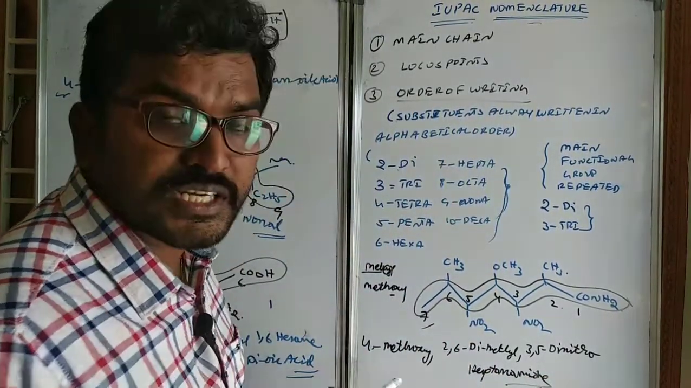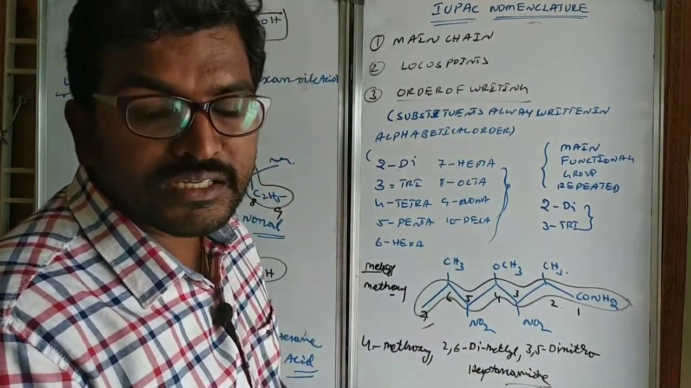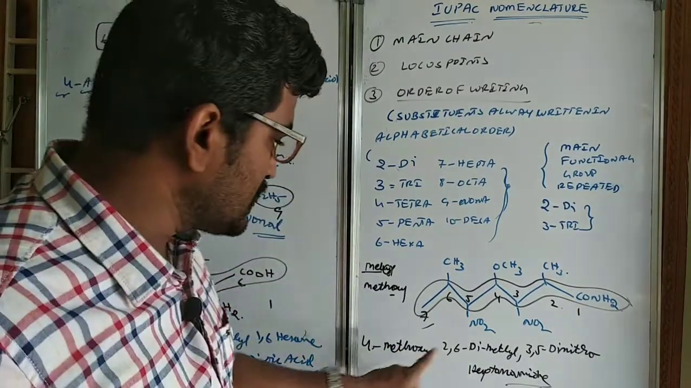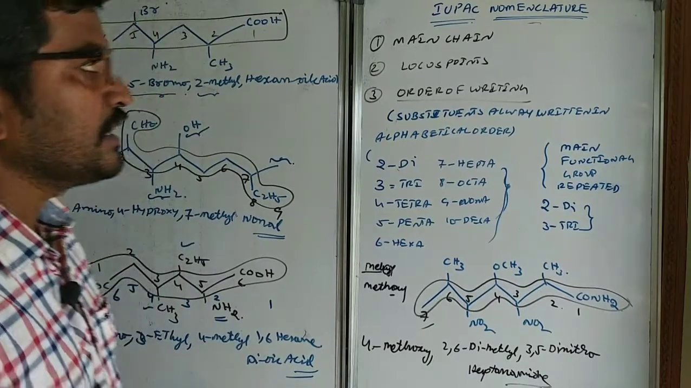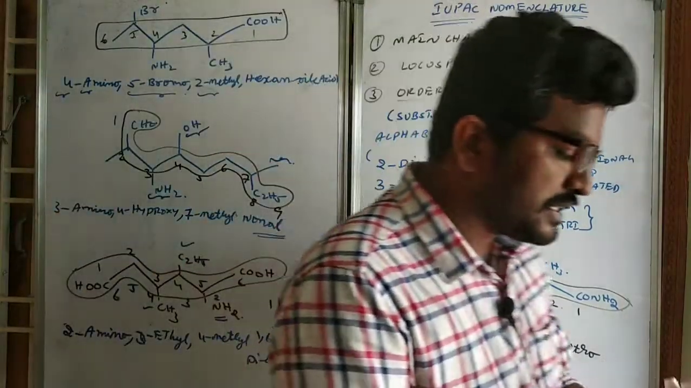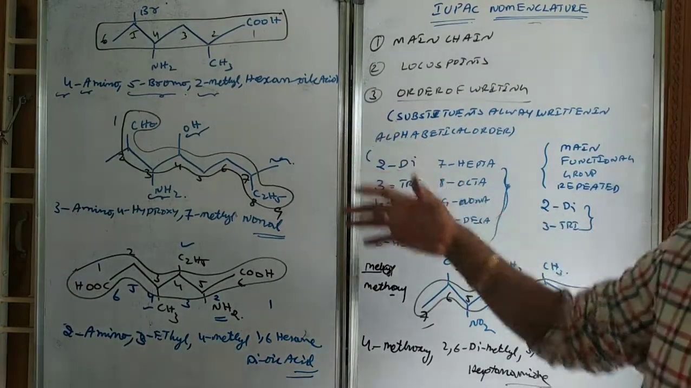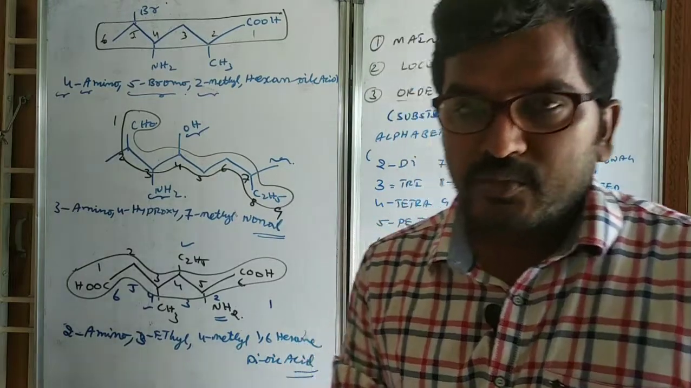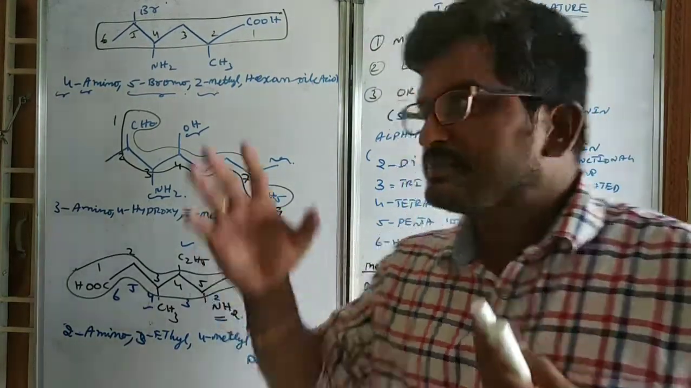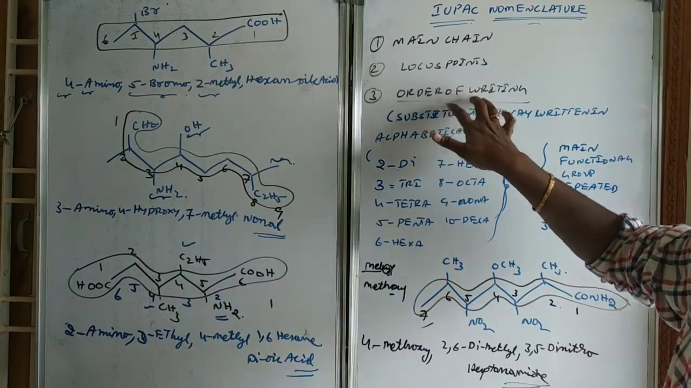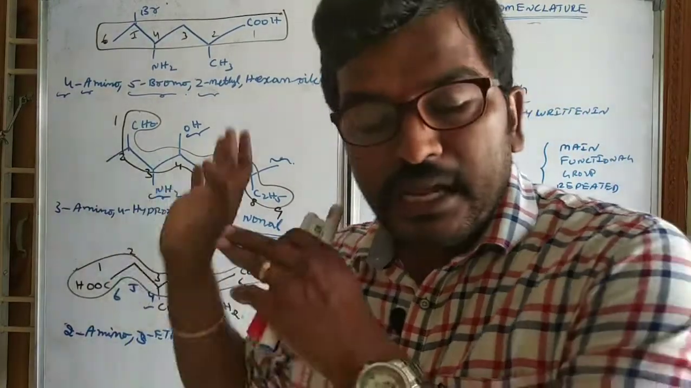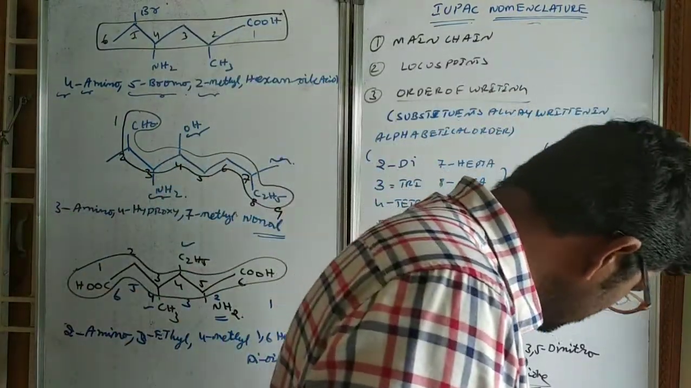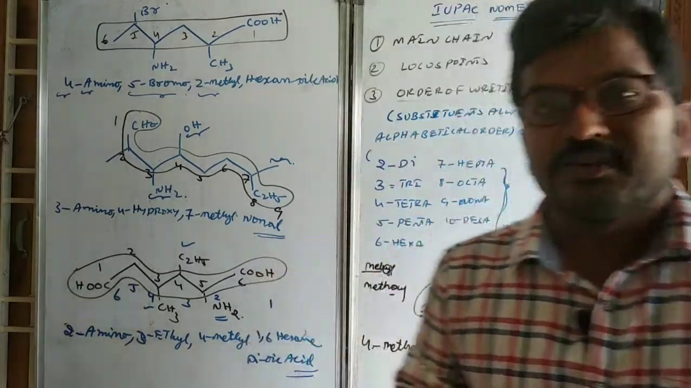We should not consider di, tri or tetra in alphabetical order. We will only consider the remaining things for the alphabetical order. Like this, whatever IUPAC name they give you, you can write the compound structure easily. Always try to follow this order. Easily you can do the IUPAC nomenclature problems: main chain, locus points, order of writing. These three you have to consider, and the IUPAC table you should know. You can do any problem.